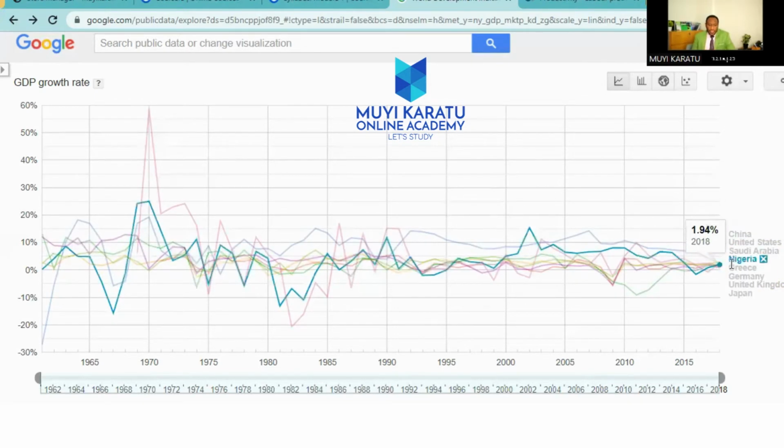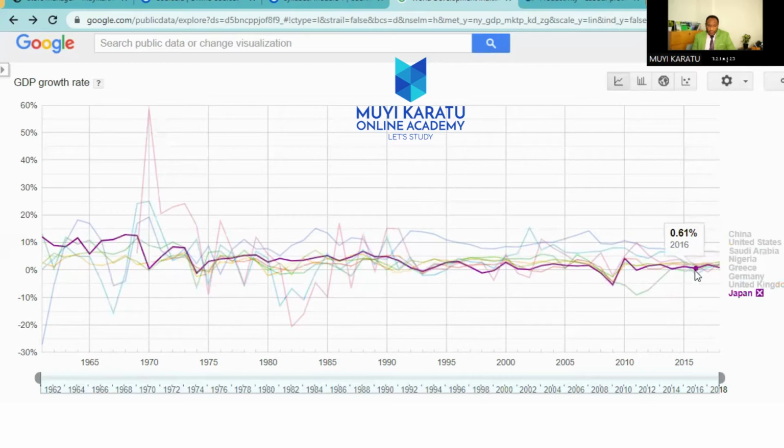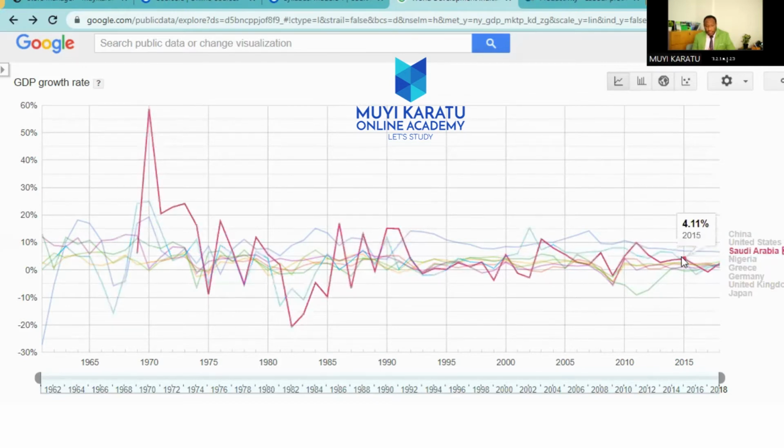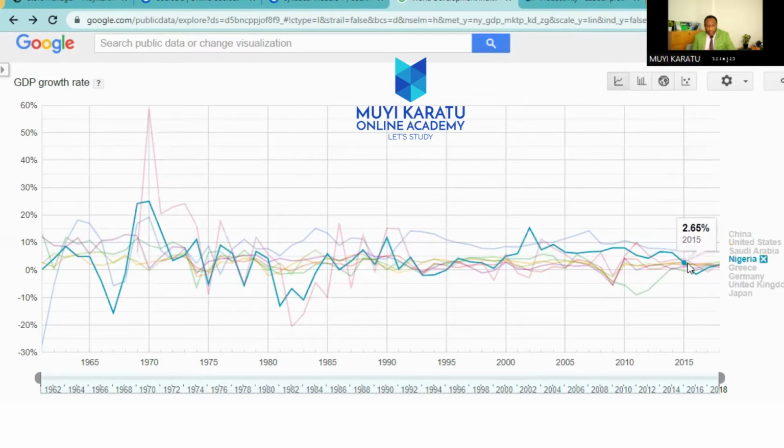And look back at 2015. Back in 2016, we plummeted. Let me get back to 2015, before this administration. Nigeria was growing at 6.31 in 2014. In 2015, we start to plummet. This is Nigeria: 2.65. That's how we ended 2015. But 2014, this is where we are. This is how we ended 2014, with around 6.31 growth in the economy.